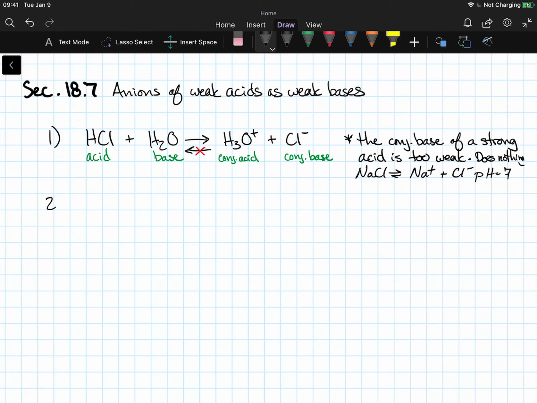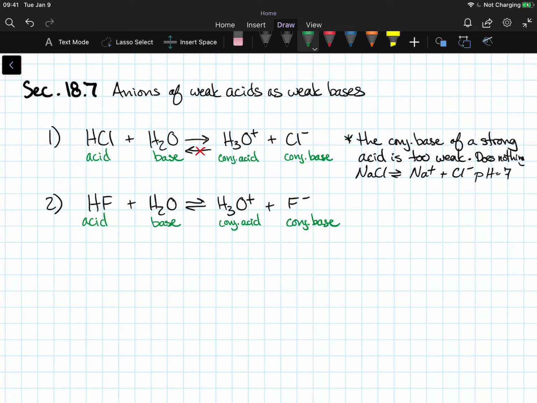So let's talk about weak acids now. Let's talk about HF, hydrogen fluoride, or hydrofluoric acid. Reacting in water, we know this is a weak acid. It's not one of the strong ones we had to memorize. And we end up with an H3O+ solution and F-. So again, let's practice labeling these. These are our acid, this is our base. And we have our conjugate acid, and fluoride is our conjugate base.